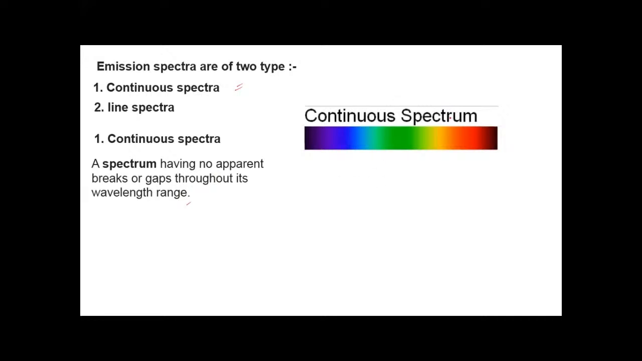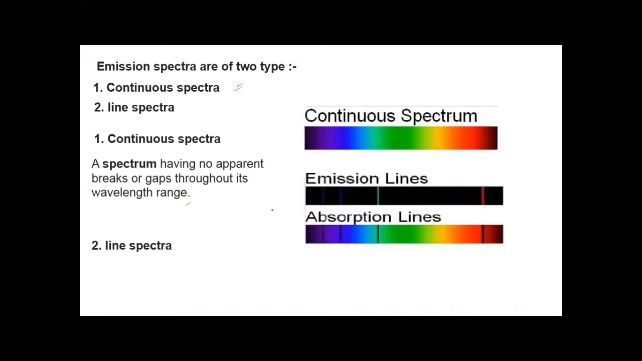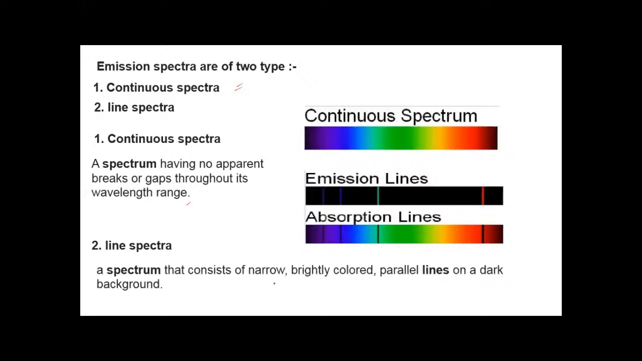Now, second is line spectrum. Here you can see there are certain lines. There is a colored band and there is a dark background. In this, the background is colored and certain dark bands appear. So there are some gaps. A spectrum that consists of narrow, brightly colored parallel lines on a dark background is known as line spectra. So this is line spectra and this one is continuous spectra. Are you able to understand?